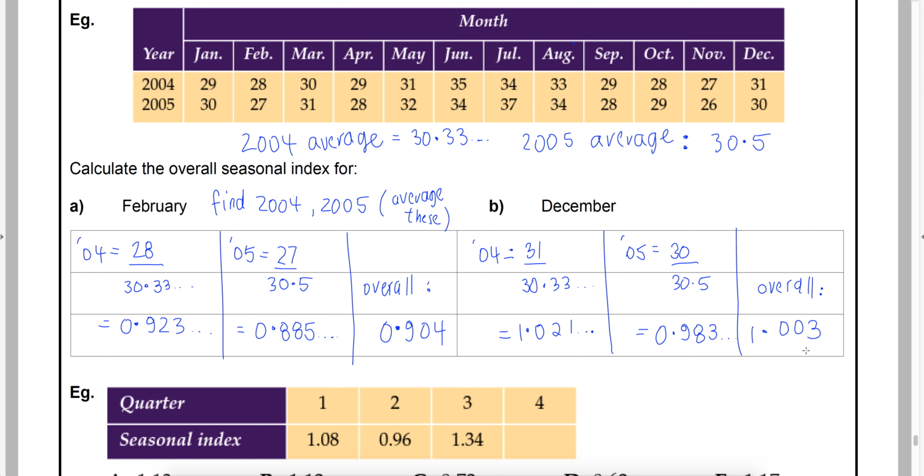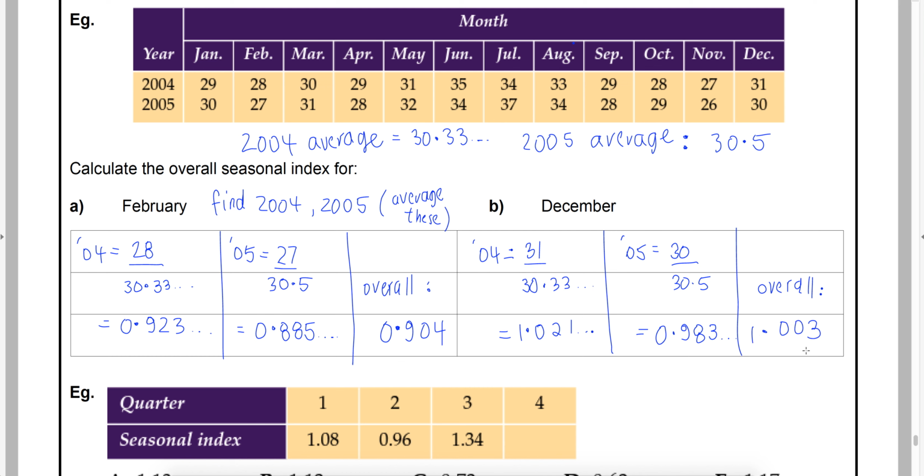Just before I finish, I just wanted to show you a couple of examples. These are really common ones that pop up where there's a missing seasonal index and you need to find it. Then, of course, in our next lesson, we'll have a look at deseasonalizing. So what we actually use these seasonal indices for.